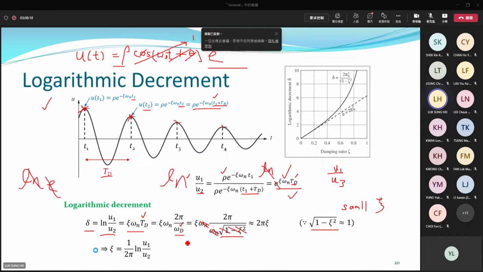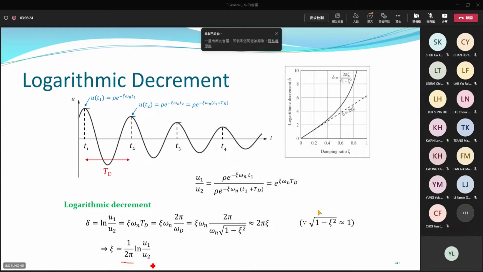You can rearrange this equation a little bit. The damping ratio is equal to 1 over 2 pi times the natural log of U1 over U2. You can use the displacement response to calculate the damping ratio.